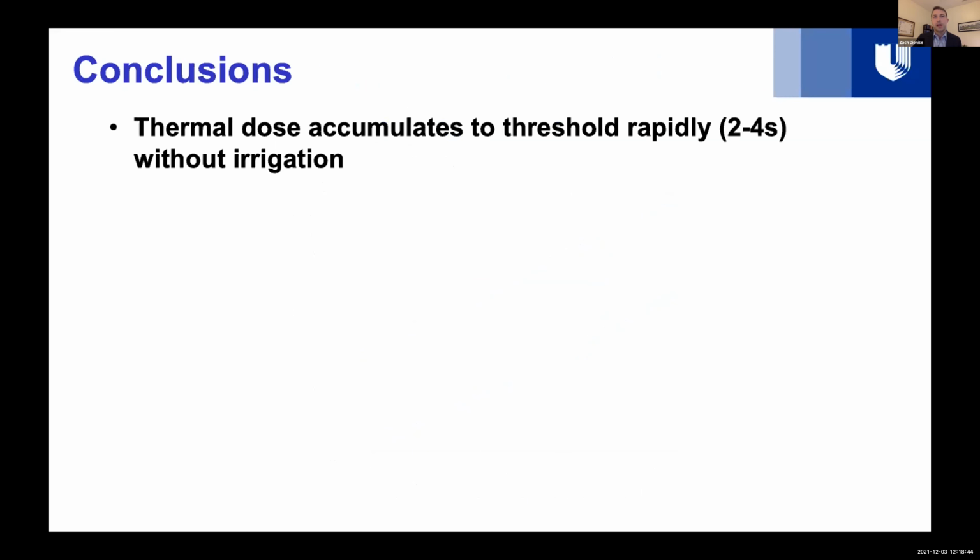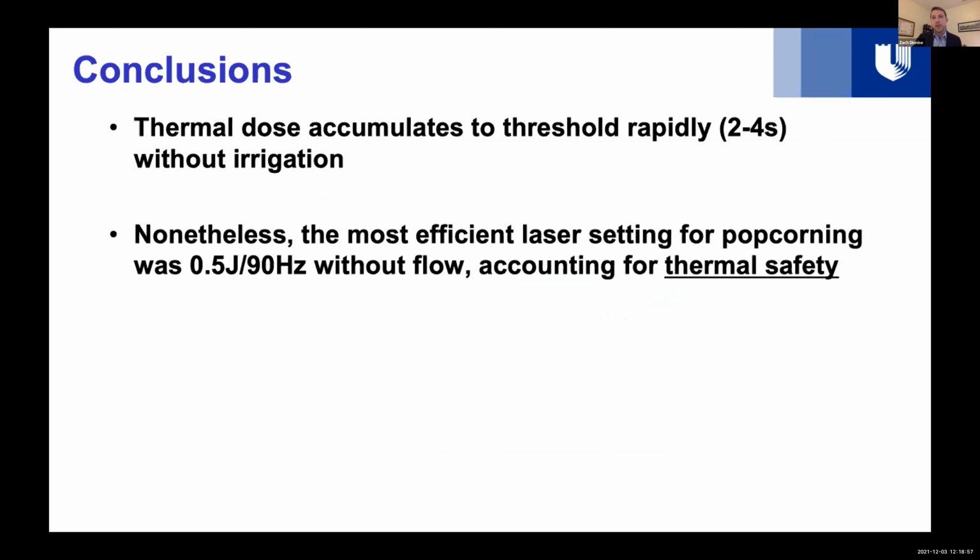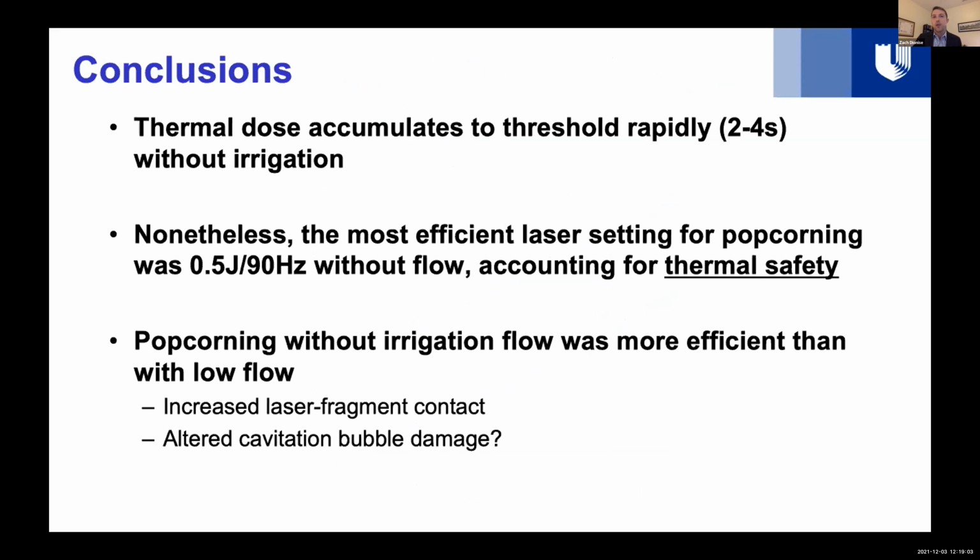So, conclusions. Evaluated for the first time in a sophisticated kidney model, we found that thermal dose accumulates rapidly without flow, limiting laser time to less than 3 to 4 seconds before cooling was needed. Nonetheless, the most efficient laser parameter for popcorning was 0.5 joules and 90 hertz without flow, accounting for thermal safety. And last, popcorning without flow was more efficient than with low flow. We suspect this is likely related to decreased contact between the laser tip and stone fragments with irrigation, but altered cavitation bubble collapse may also play a role.